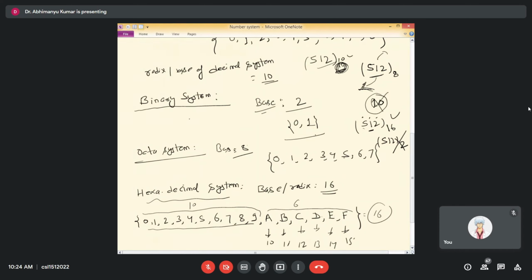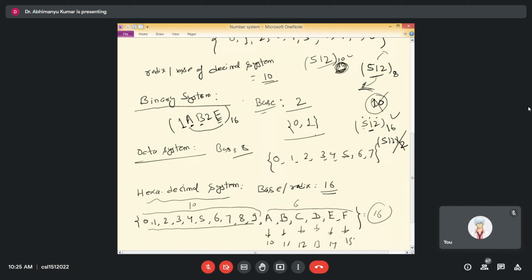Similarly, if we have a quantity like 1AB2E, it cannot be claimed that this quantity is in the decimal system or in the octal system, right? This quantity is definitely in the hexadecimal system, because the symbols A, B, and E are not used in any other system. These symbols are always used in the hexadecimal system.